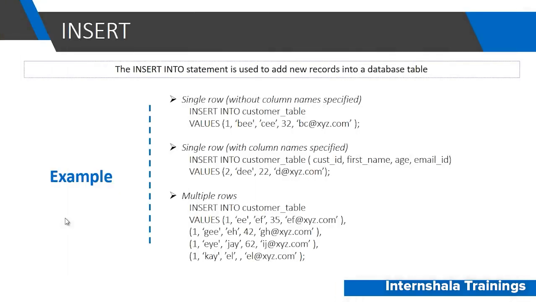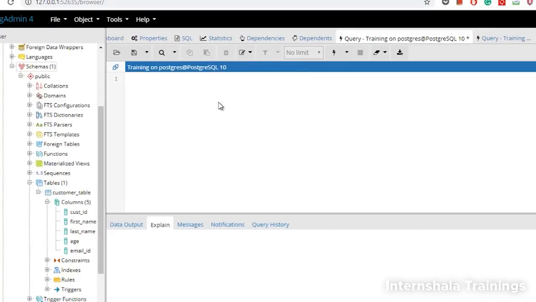If we want to insert a single row without mentioning the column names, this is how we do it. We write insert into table name, which is customer table, and then the values, which will have customer ID, first name, last name, age, and email ID of that particular customer. Now let us go to pgadmin and run this SQL command. This is my SQL query tool.